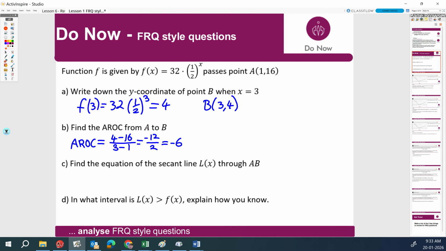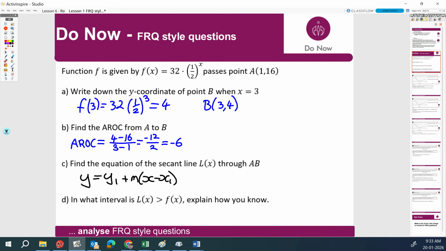The secant line. Make a note of this equation. It comes up in this question. We are going to use the secant line's equation, which is y is equal to y1 plus m bracket x minus x1. This is just a rearrangement of the point slope form of the straight line. We can put in our values.